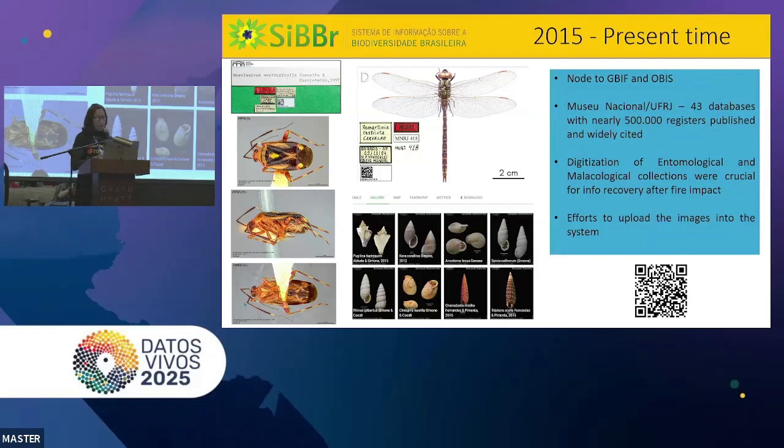for info recovery after the fire, because they were previously digitized before the fire, so it was very important. So these images here are before the fire, as well as these ones here. But these are not in CBBR yet, so what we are doing now is making efforts to do some treatment of the images and to put them in the CBBR, which is going to be available later on in GBIF and to the whole population.